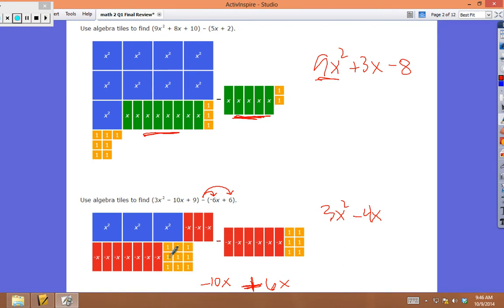Okay, now your 1's, if you have 9 1's, 9 1's subtract 6 1's. 9 take away 6, you're going to have 3 1's left over. So that should be your answer.